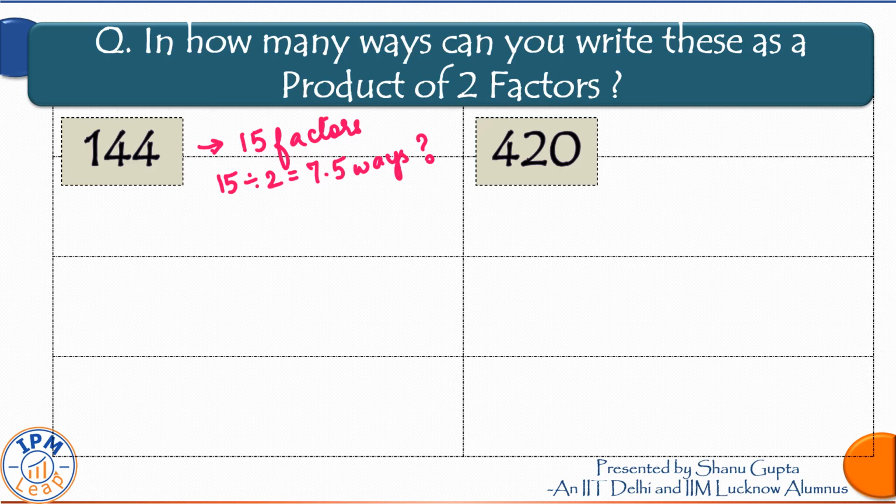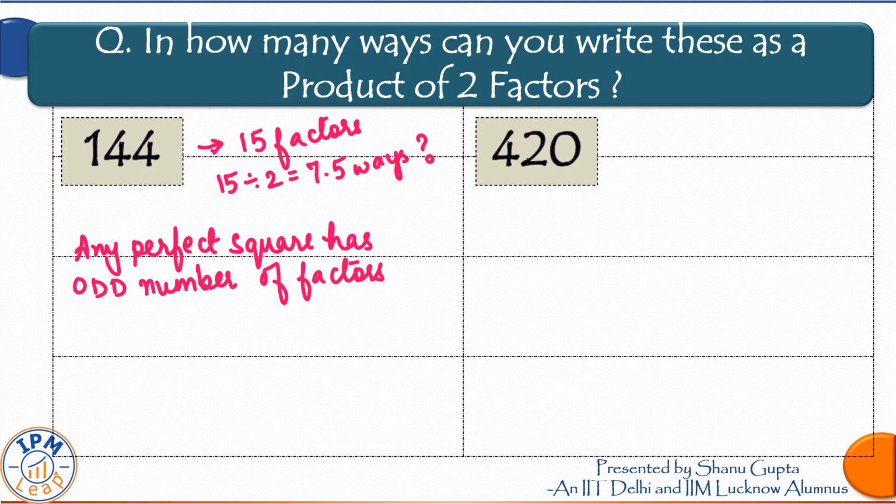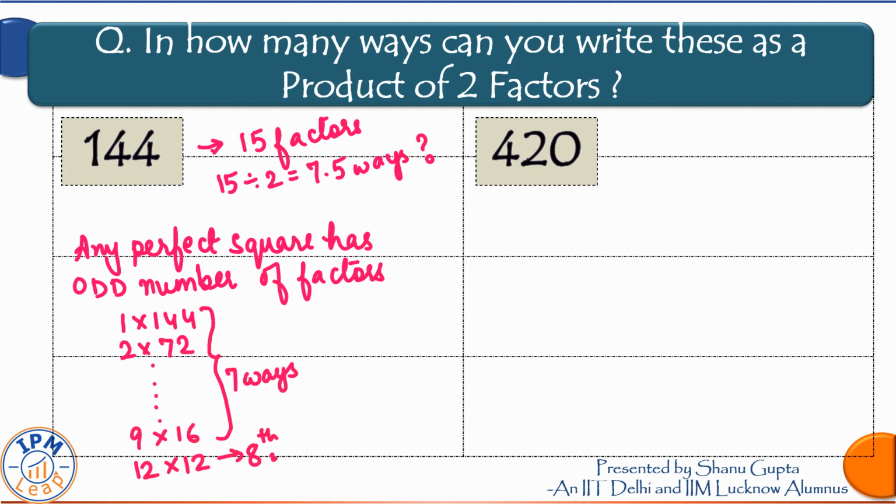This happened because any perfect square always has an odd number of factors. So when you start writing 144 as a product of two numbers, smaller first, you will write 1 into 144, then 2 into 72, and so on. And the seventh way will be 9 into 16. Next is 12 into 12, the eighth way. Because 144 is the perfect square of the number 12, 12 is the middlemost factor, the eighth one out of 15 numbers.